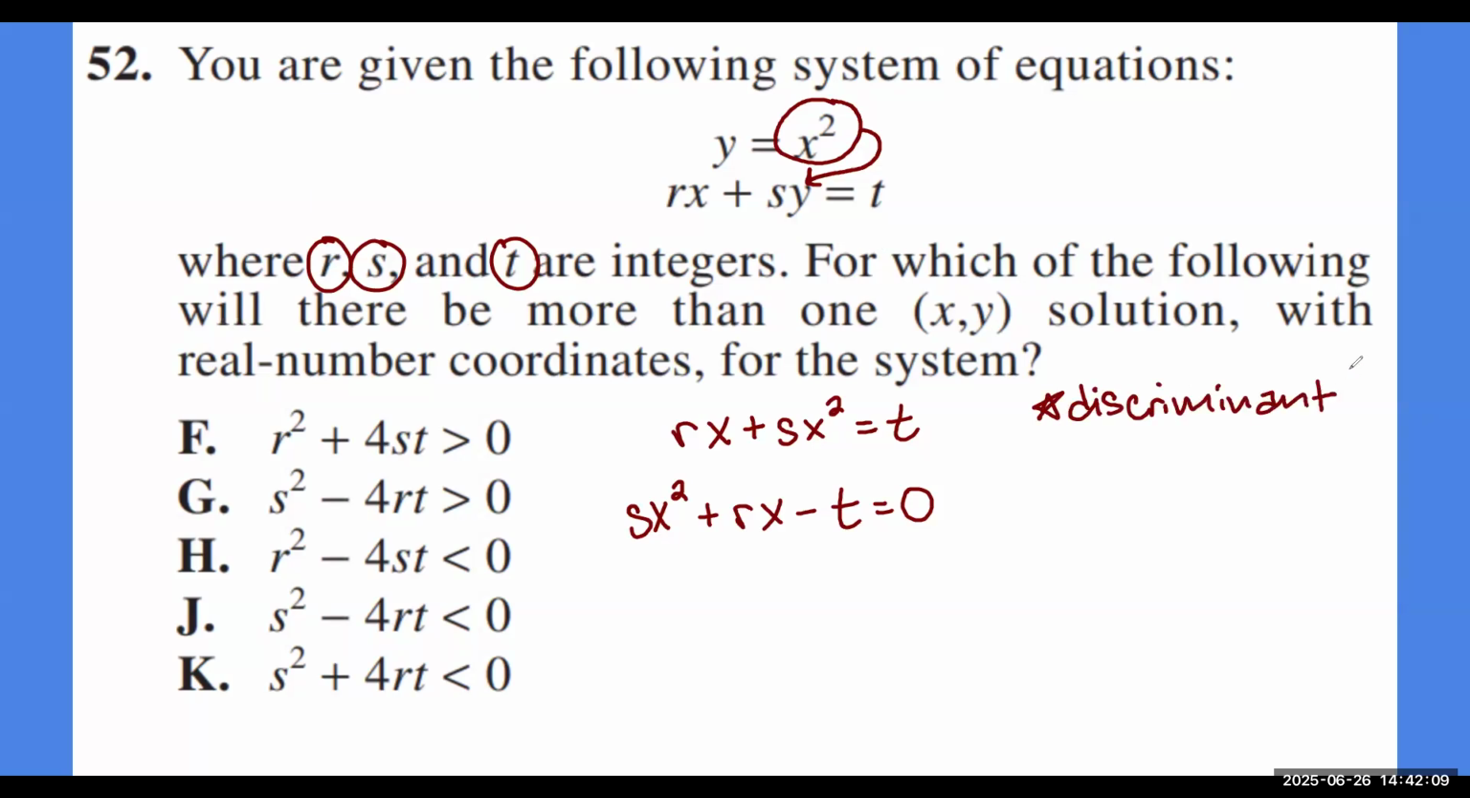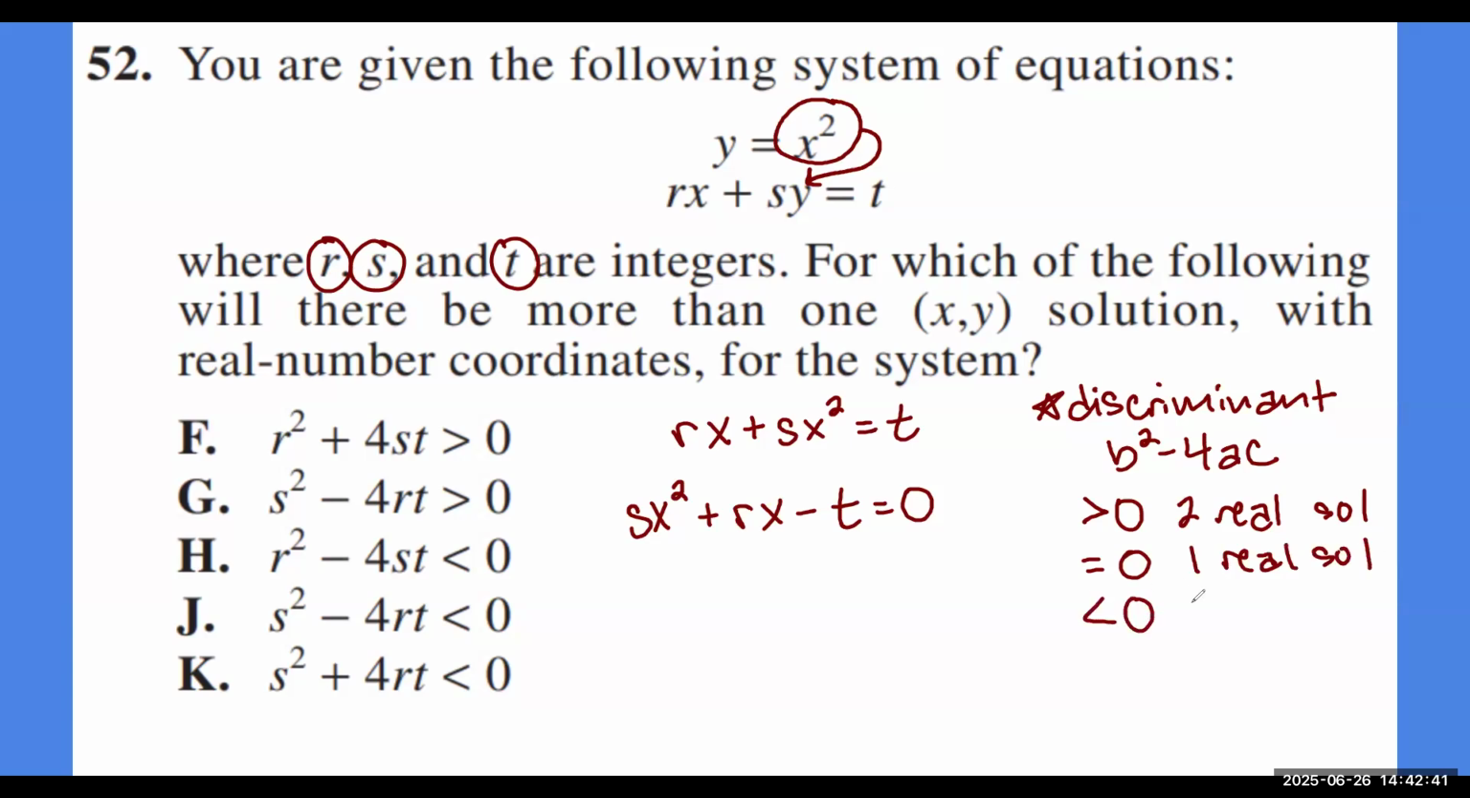The discriminant actually tells us how many solutions there are going to be. So in the quadratic formula, the discriminant is b squared minus 4ac. It's underneath the radical in the quadratic formula. So this will help us determine: if the value is greater than 0, then it will have two real solutions. If the value is equal to 0, then it will have one real solution. And if the value is less than 0, it will have two imaginary solutions.